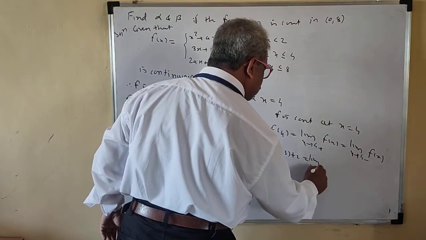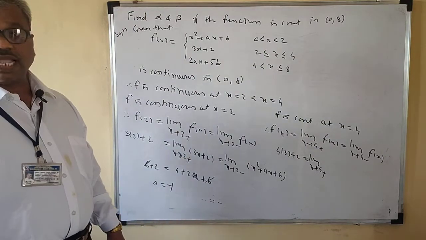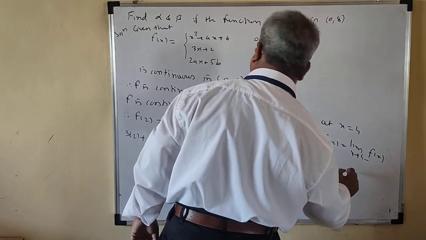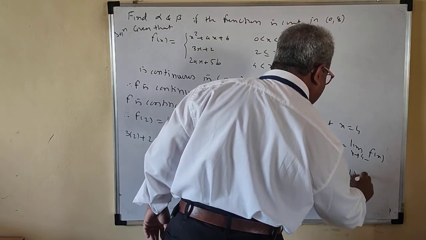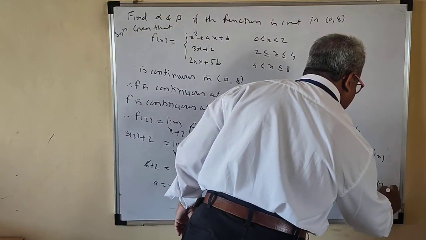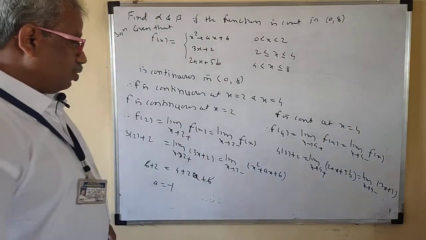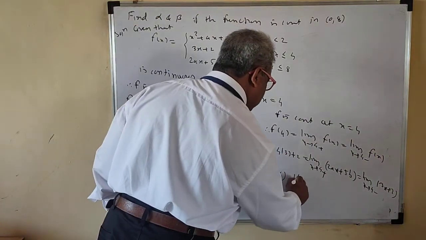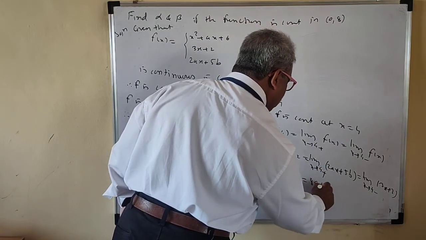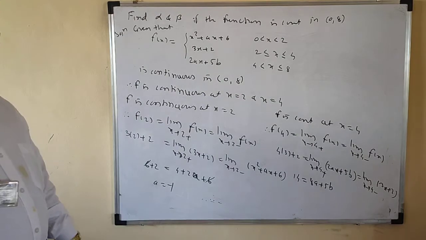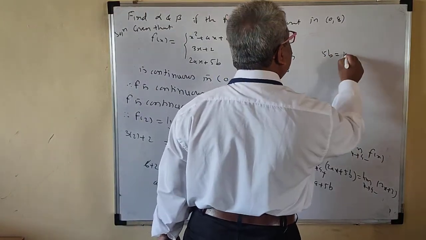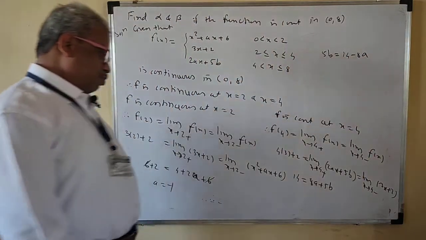Limit x tends to 4 plus. X is greater than 4 here. The corresponding function is twice ax plus 5b, which is equal to limit x tends to 4 minus, where the function is 3x plus 2. Okay. So this is 12 plus 2, which is 14. And here this is twice 4, that is 8a plus 5b. So 5b is equal to 14 minus 8a.